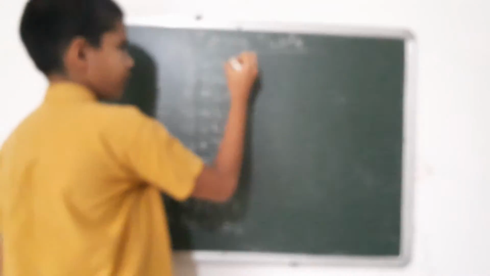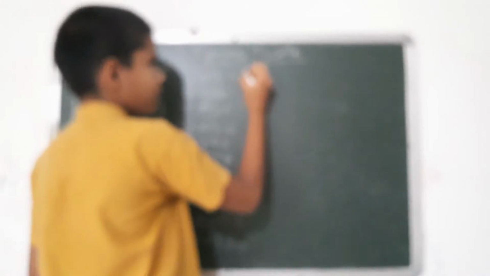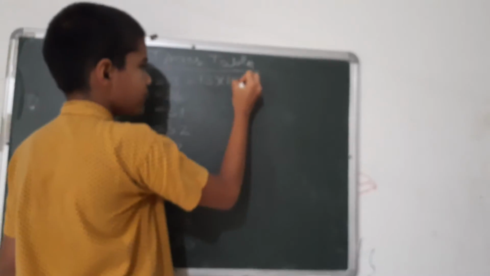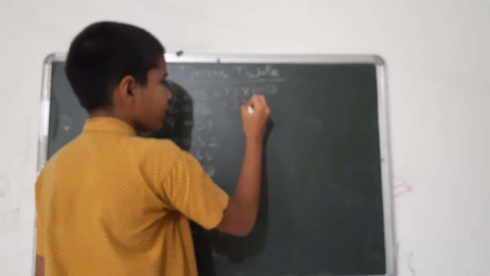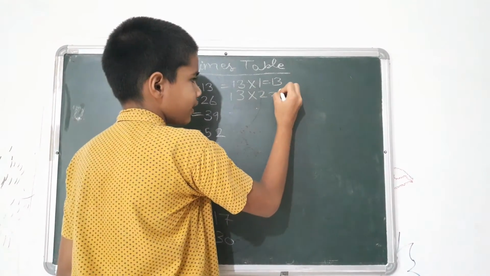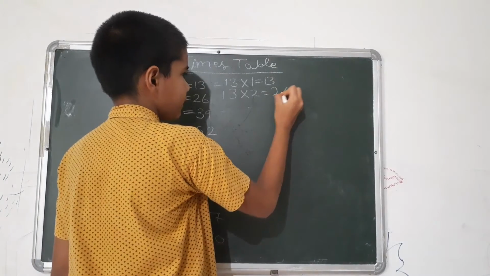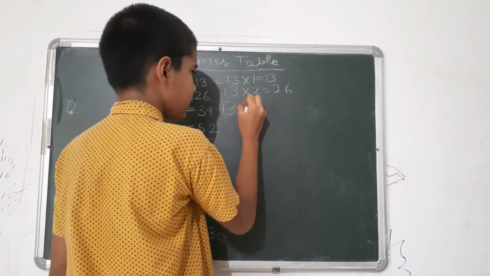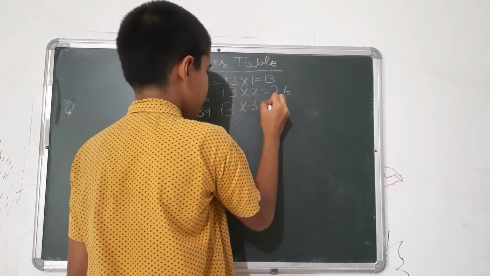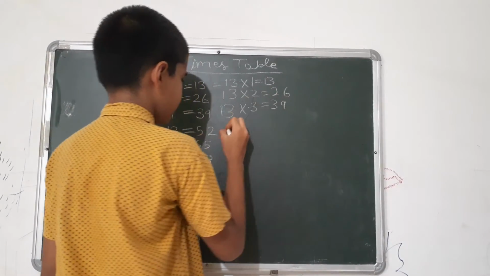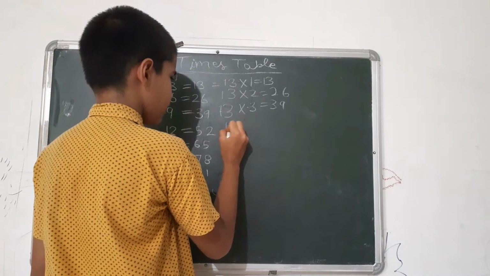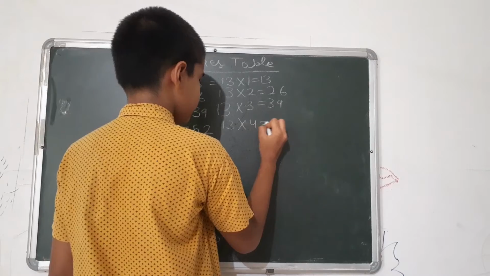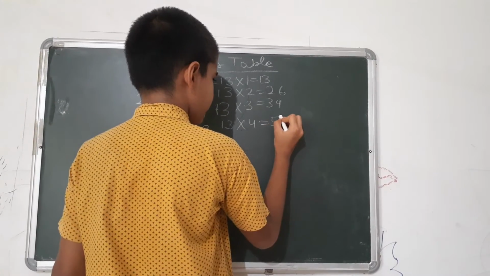Let's revise. 13, 1 ja 13, 13, 2 ja 26, 13, 3 ja 39, 13, 4 ja 52.